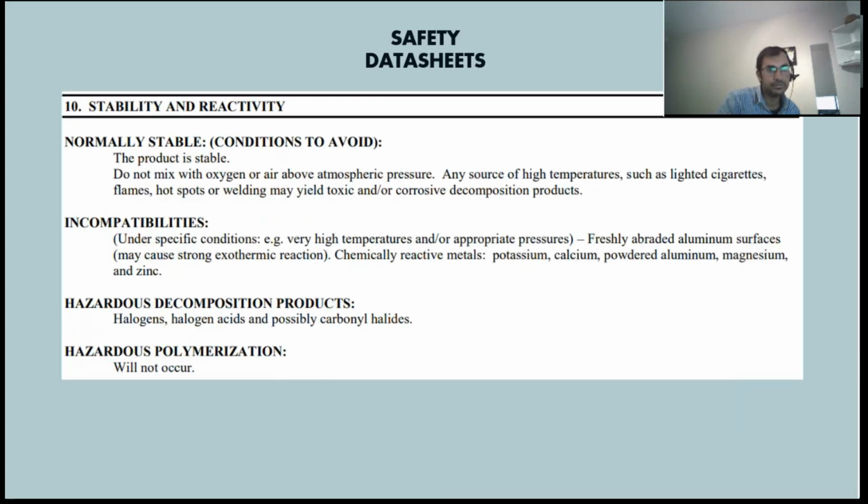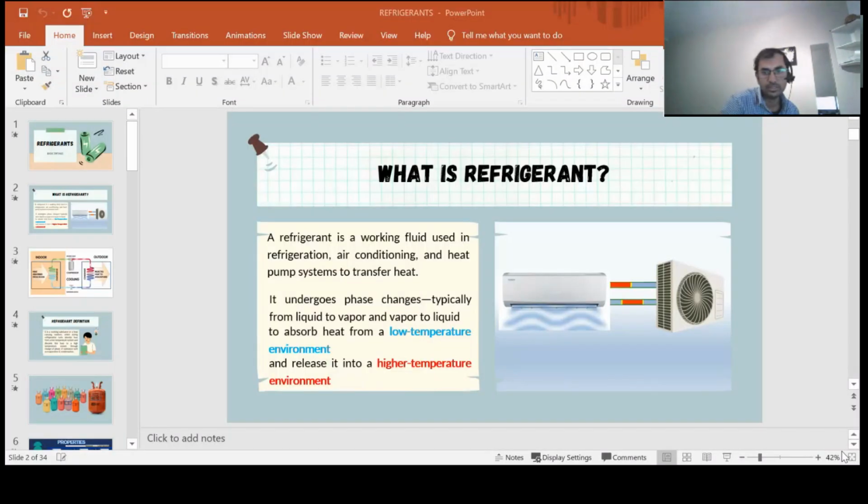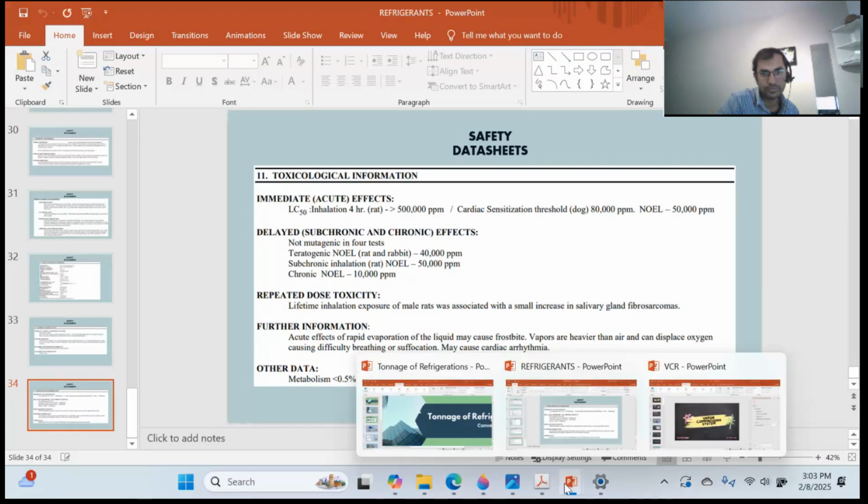Stability and reactivity, then toxicity level information. So these are all part of the basics of refrigerants. Now we will try to understand the tonnage of refrigeration.